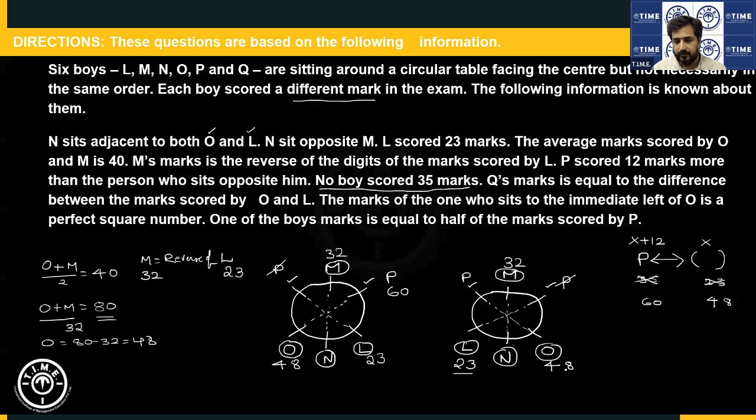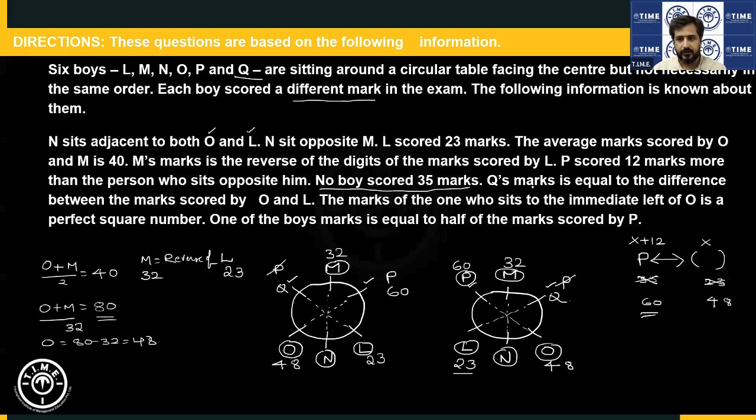Opposite to P scored 48 marks. So P must have scored 60 marks. So marks scored by P is 60. Right. Now out of the 6 people, in both the arrangements, we are able to fix 5 people. Now the only person we left is Q. So Q will be immediate right of M. And in this case, Q is immediate left of M.